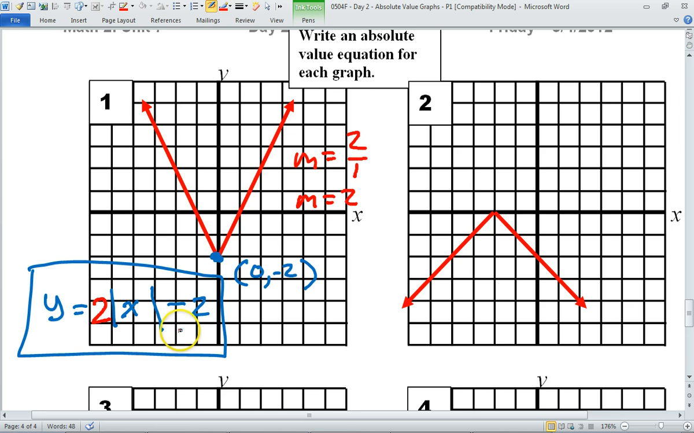So do the vertex. That tells you what goes inside and outside. And then do the slope. That's the number in the front.